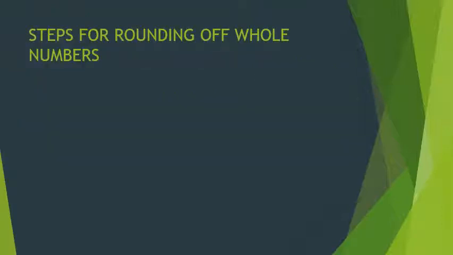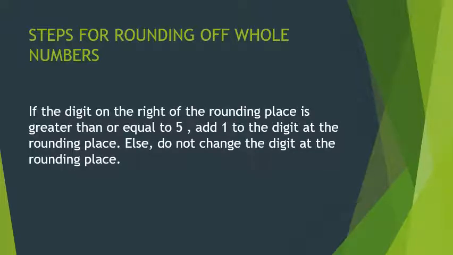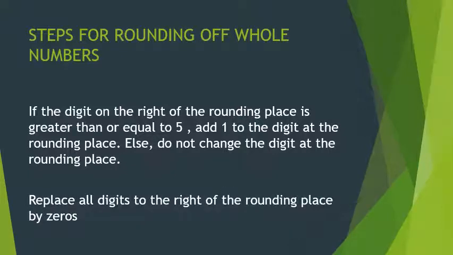Children, in this part, we will do the questions related to rounding off. So, first of all, let us learn or revise the steps for rounding off whole numbers. If the digit on the right of the rounding place is greater than or equal to 5, add 1 to the digit at the rounding place, else do not change the digit at the rounding place. Replace all digits to the right of the rounding place by zeros. This step will be more clear when we solve the sums based on round off.